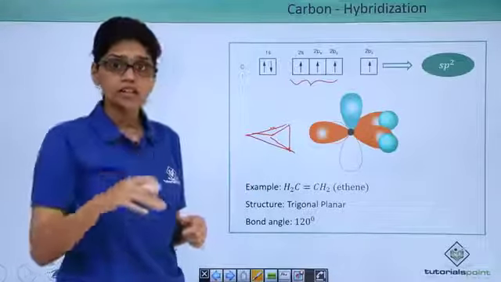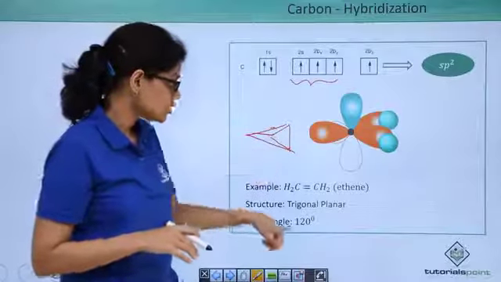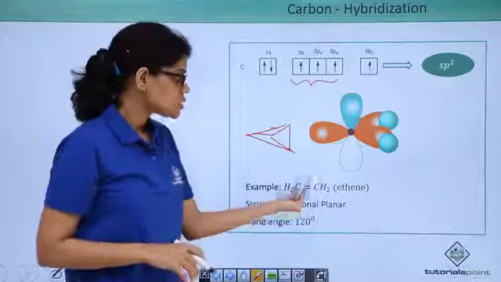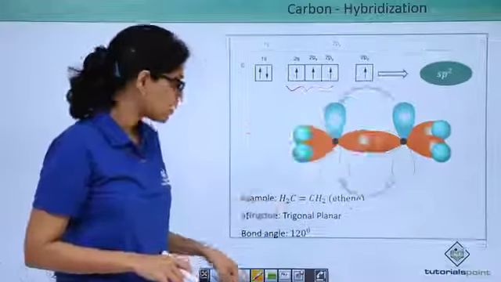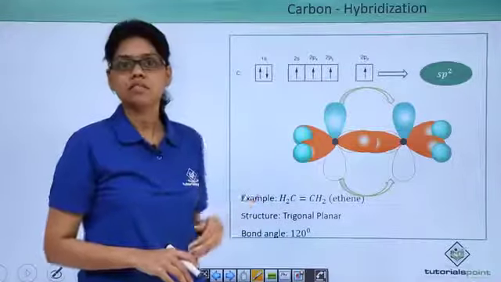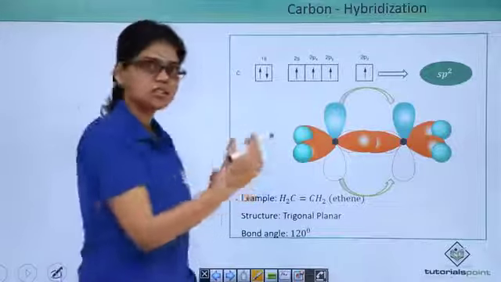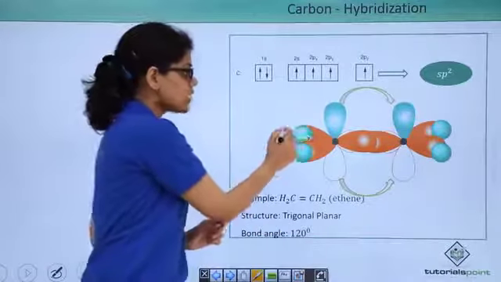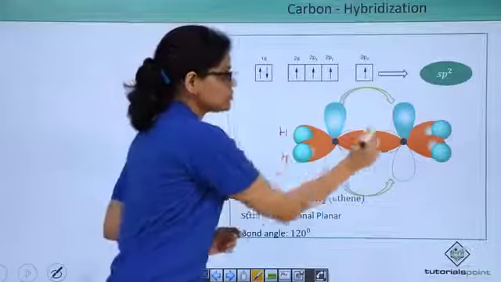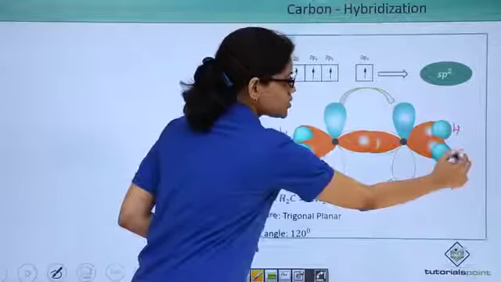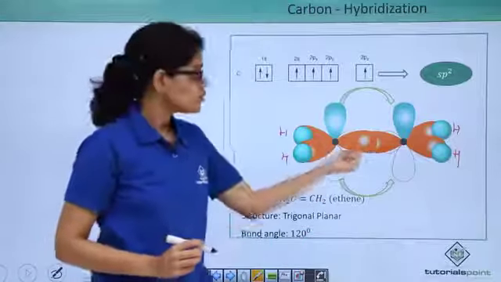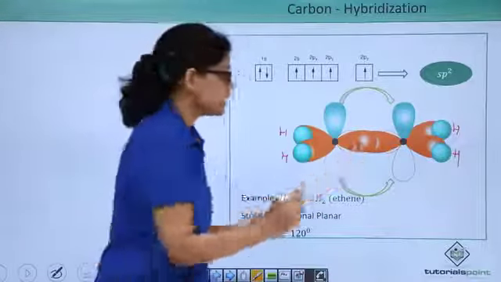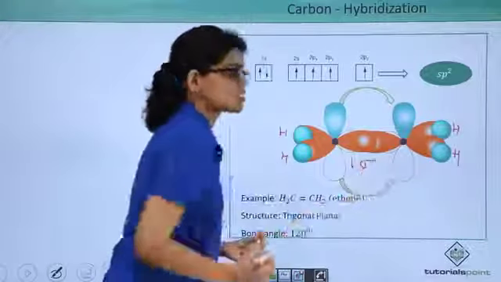It's trigonal planar, in the triangle form. It is 120 degrees. Now if you consider CH2 double bond CH2, the hybrid orbitals would look something like this. So let's try to understand this in a little detail. Here we have sp2 hybrid orbitals, where each of these is a hydrogen, and we have two carbons, C and C, which overlap linearly, giving us one sigma bond.